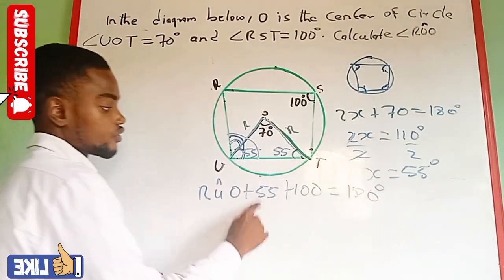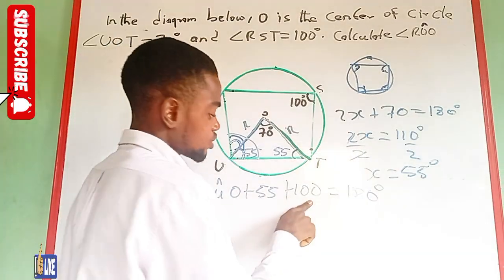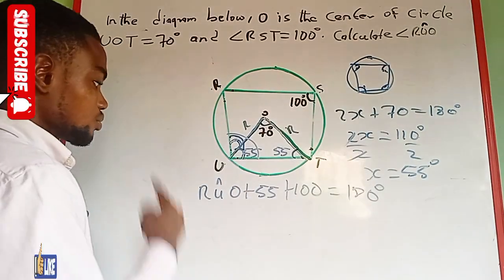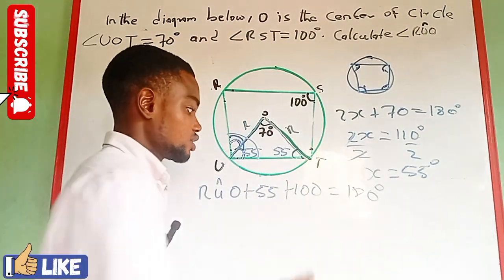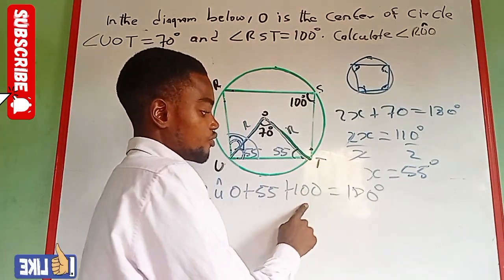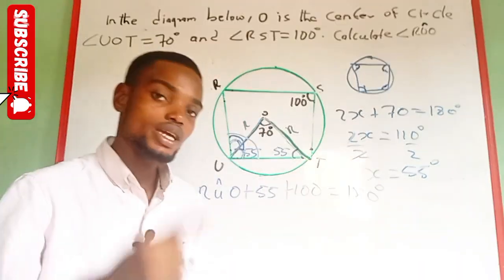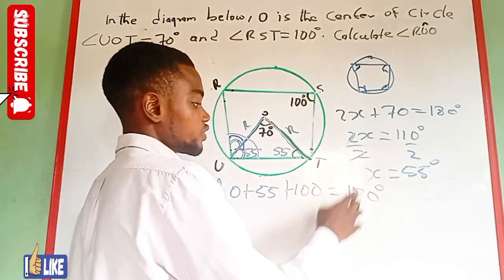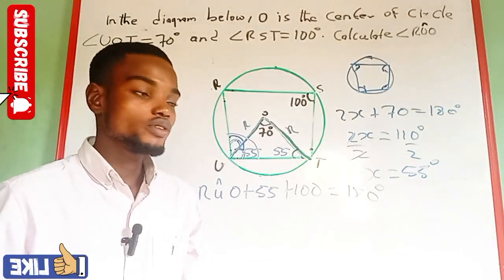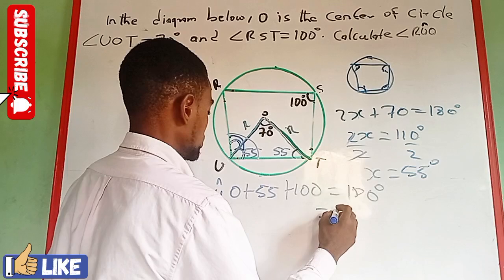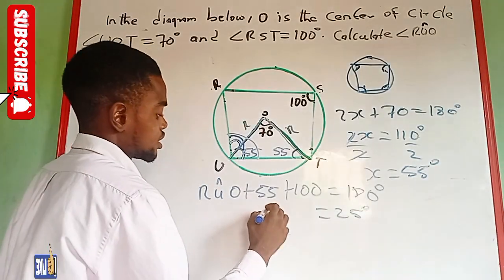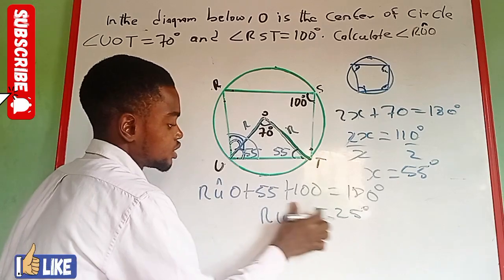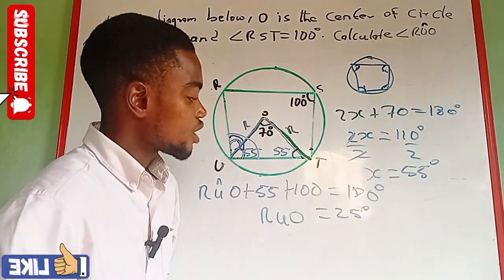Now, if you look closely, 55 plus 100 is going to give us 155. Now 155 crossing over, we're going to have 180 minus 155. I'm doing it this way because my marker is already off. 180 minus 155 gives us 25 degrees. Now, as you can see, angle ROU is equal to 25 degrees.